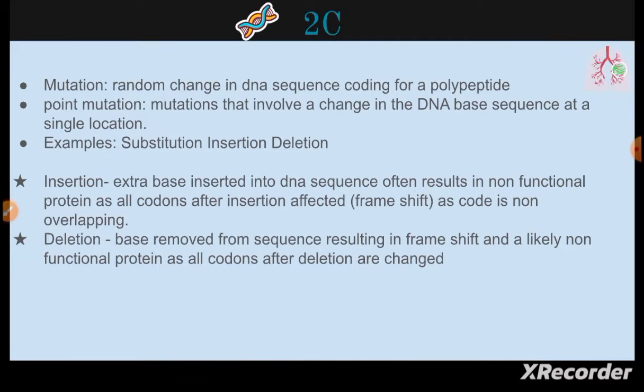2C. The first lesson is about mutation. Mutation is a random change in DNA sequence coding for a polypeptide. A point mutation is a mutation that involves a change in the DNA base sequence at a single location. So everything we have in the syllabus is a mutation that involves a change in the base sequence at a single point. But some mutations take place in multiple places in the body or in autosomal cells, so every single cell has that mutation in the whole body. For example, substitution, insertion, and deletion.